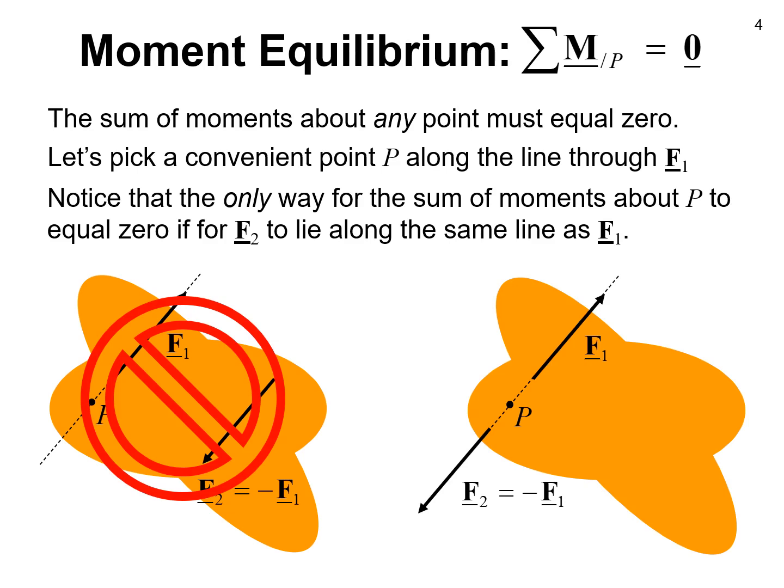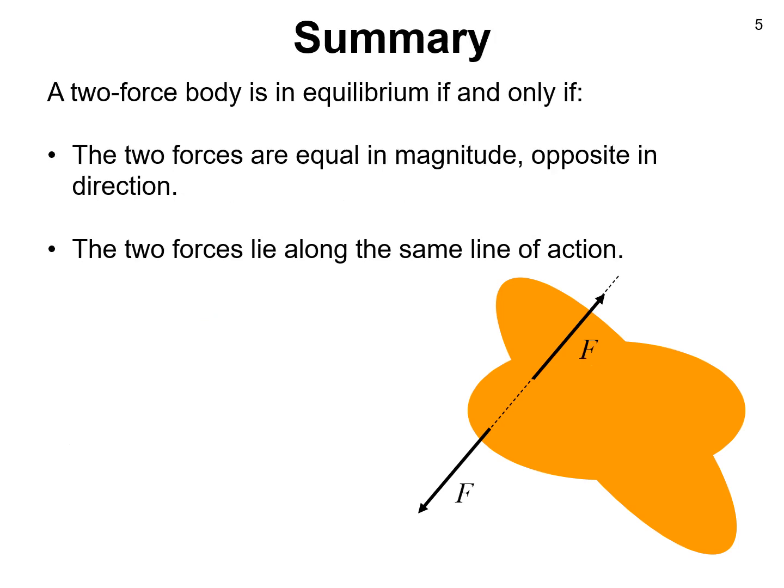Now what we see is that in a two-force body, not only are the forces equal and opposite, they are also on the same line of action. Okay, that's our summary. The two forces are equal in magnitude, opposite in direction, and they lie on the same line of action. And I'll note here in this diagram, I'm now using the scalar symbol, an F scalar, to denote the magnitude of each vector.